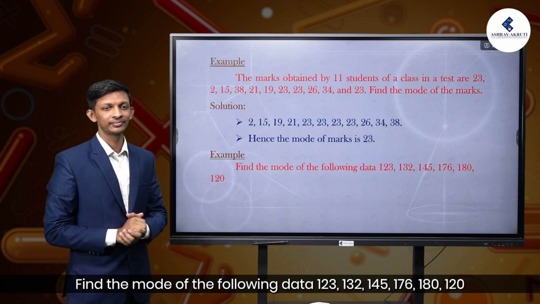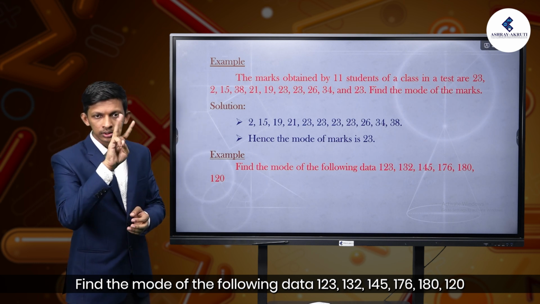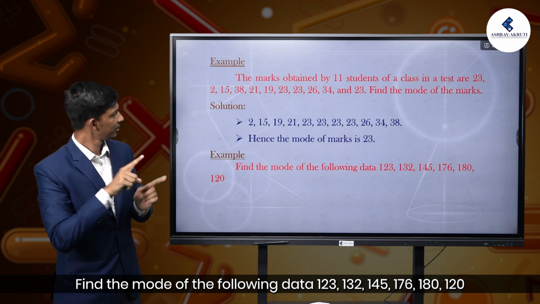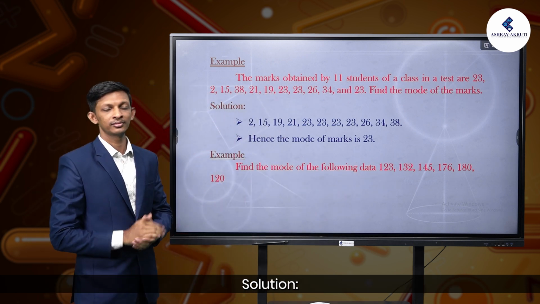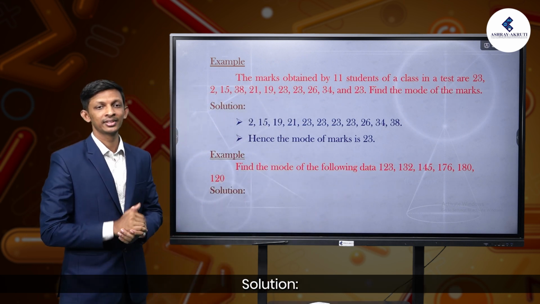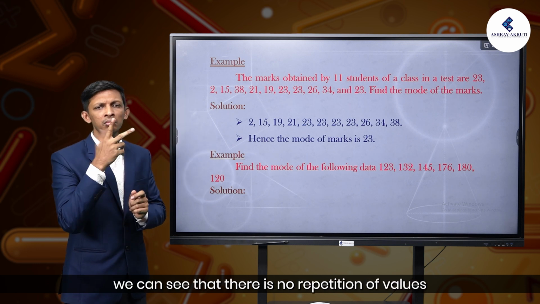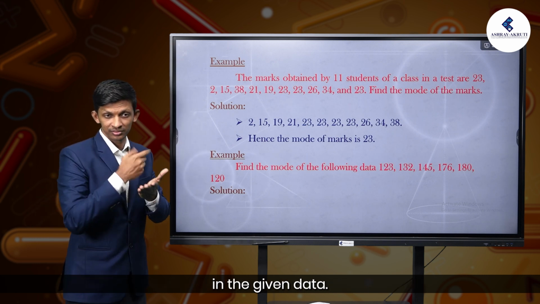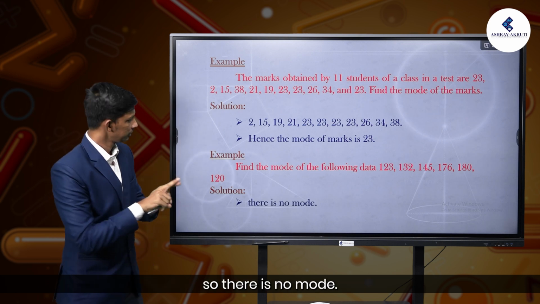Example: find the mode of the following data: 123, 132, 145, 176, 180, 120. Solution. From the above data, we can see that there is no repetition of values in the given data. Each observation occurs only once, so there is no mode.